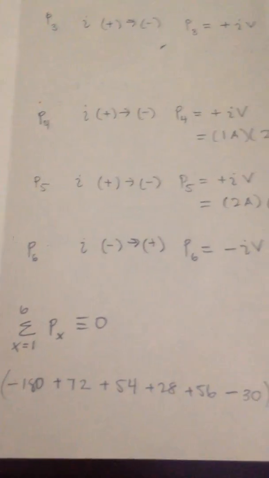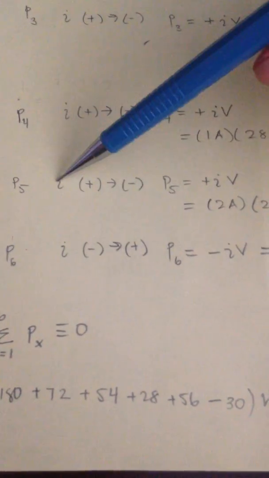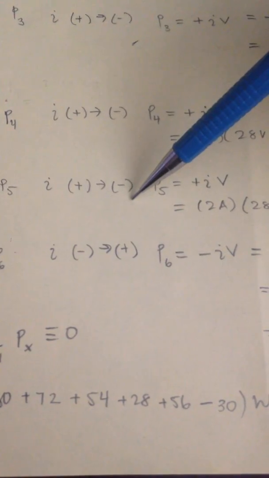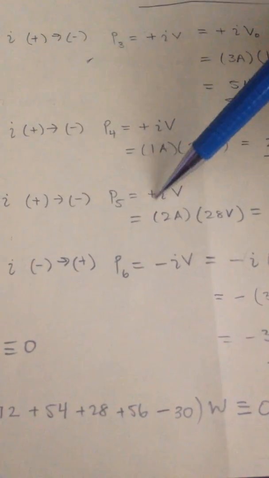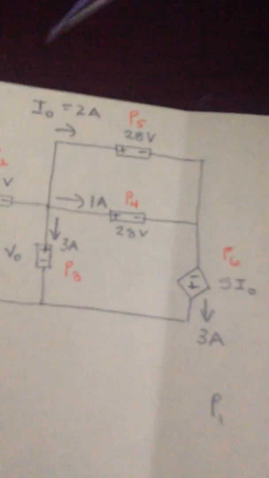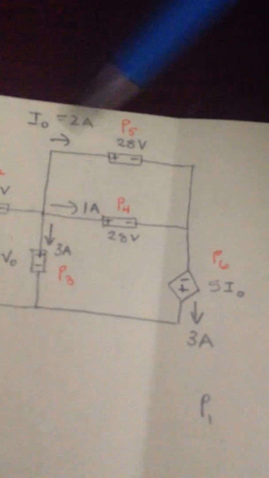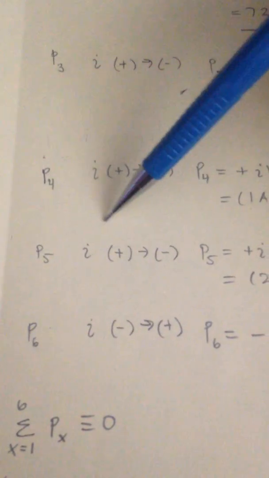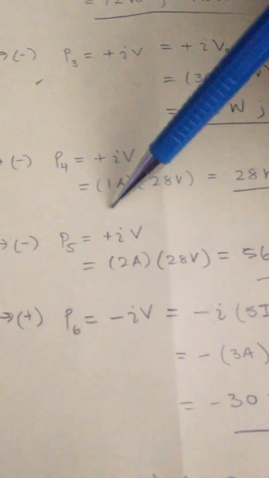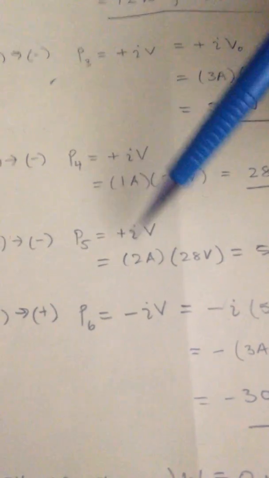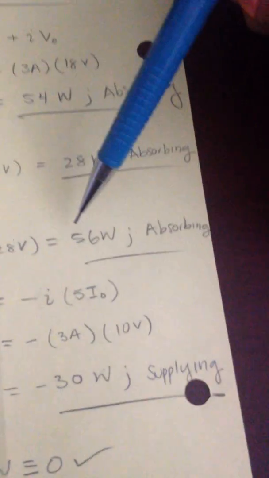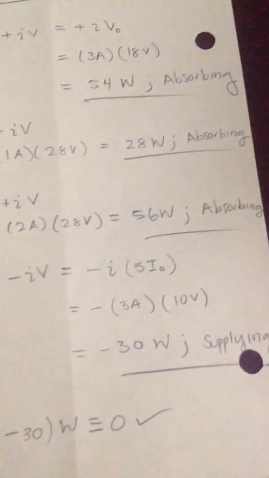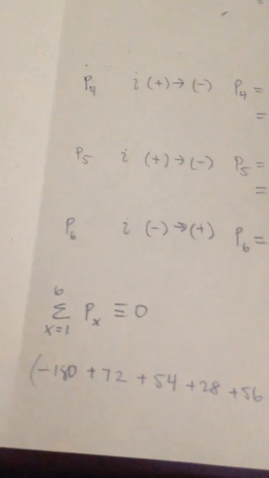P sub 5, same idea. Current is flowing from the positive to the negative, so I get a positive sign here, but we can take a look at P sub 5 over here. So we see the current is traveling from the positive to the negative. That's what I'm seeing here. Current is going from positive to negative, so that's where that sign comes from. I fill in what they told me, and then I got, again, 56 watts, which is absorbing.